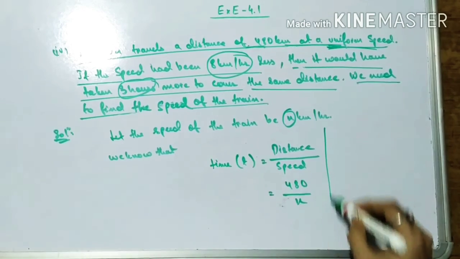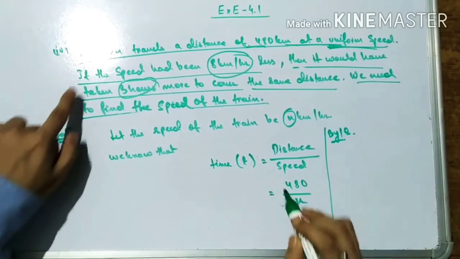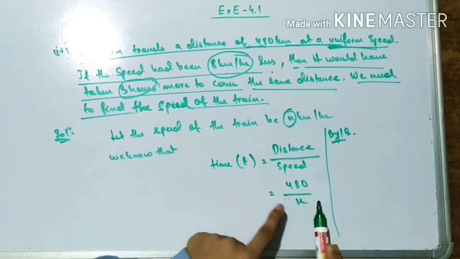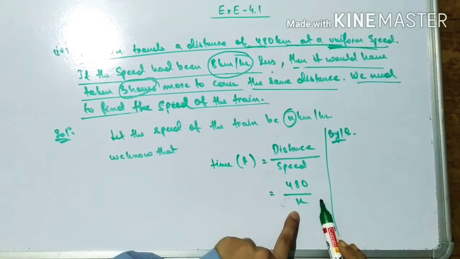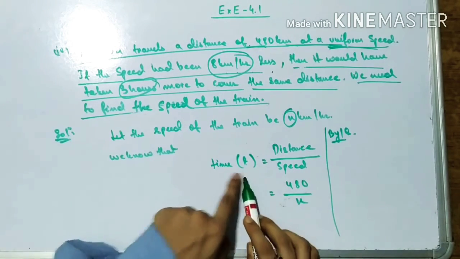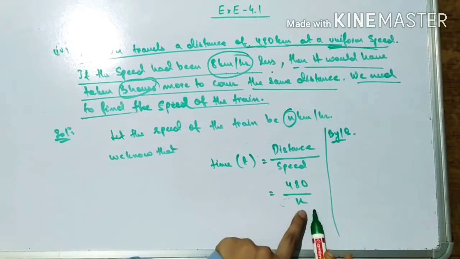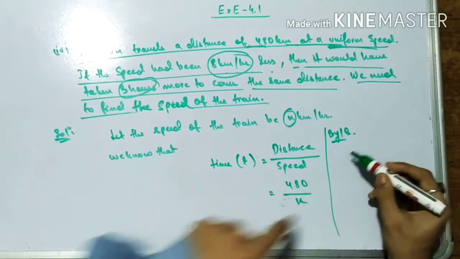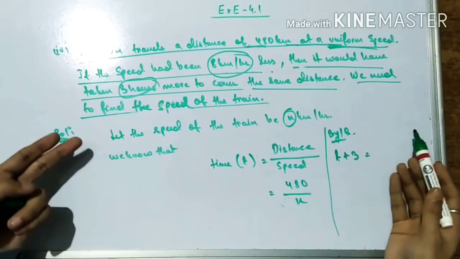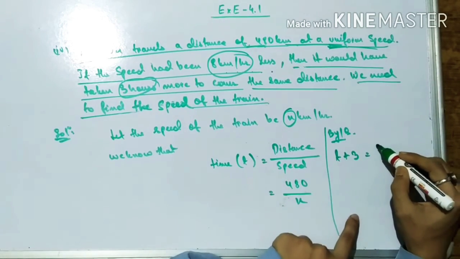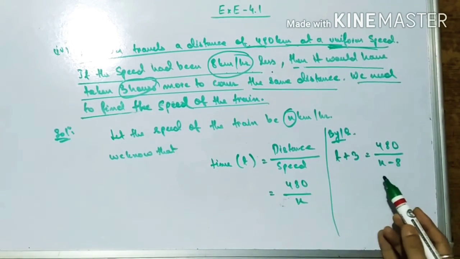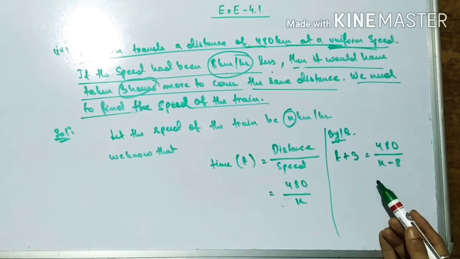Now, by the question, what can I write? If the speed had been 8 km per hour less, that means from x I have to subtract 8. Then time will increase, so with t I have to add 3. From x I subtract 8 and to time I add 3. So by the question I will write t plus 3 is equal to, the distance remains the same because the train is traveling 480 kilometers only, 480 by x minus 8.